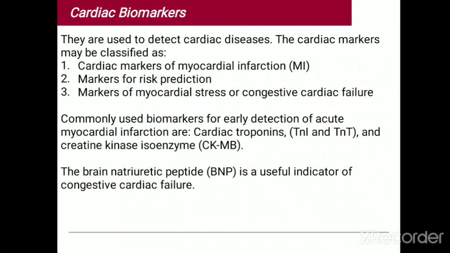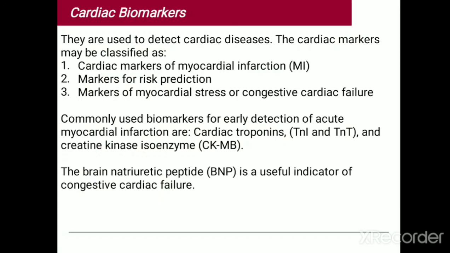So if the question is regarding cardiac biomarkers, we should write the different types of cardiac biomarkers. Here it is a 3-mark question. Here just write the cardiac biomarkers for myocardial infarction. So there are 3 different types of cardiac biomarkers. One is the cardiac biomarkers for myocardial infarction. The second type is biomarkers for congestive cardiac failure, and the third group is the risk markers.